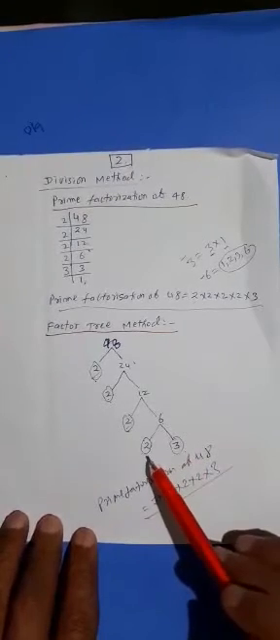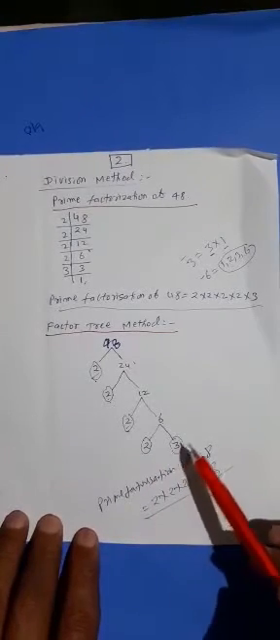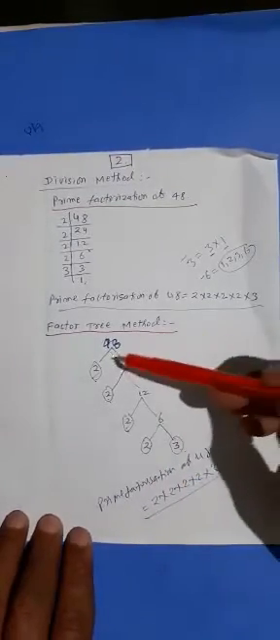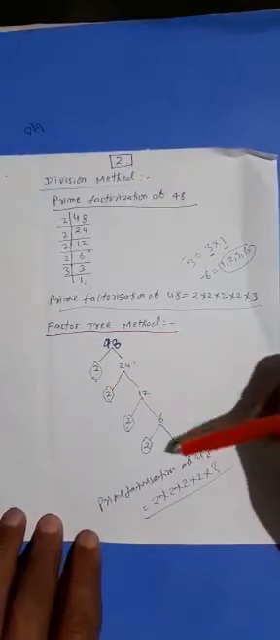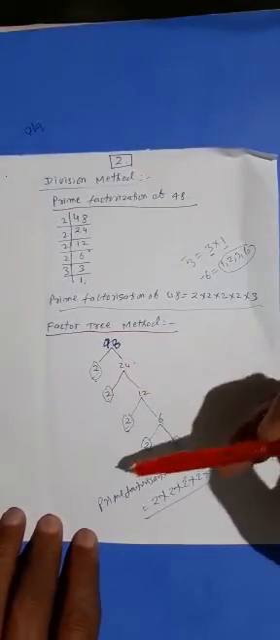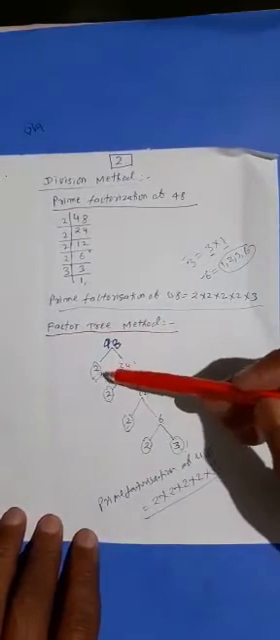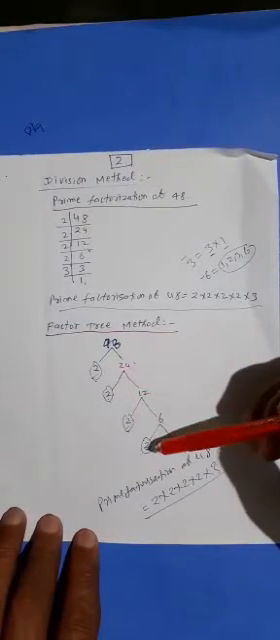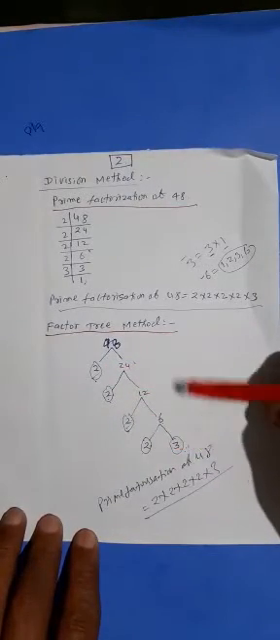Here 2 is also a prime number, 3 is also a prime number. So by the factor tree method, prime factorization has been completed. And what is the prime factorization of 48? 2 multiplied by 2 multiplied by 2 multiplied by 2 and multiplied by 3.